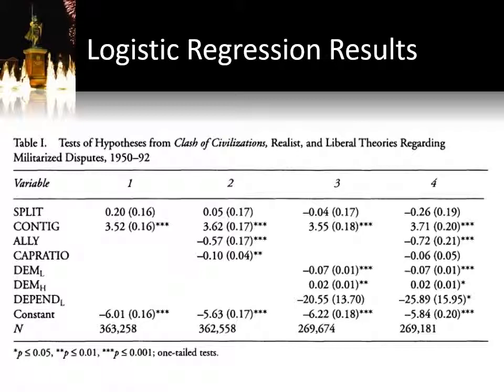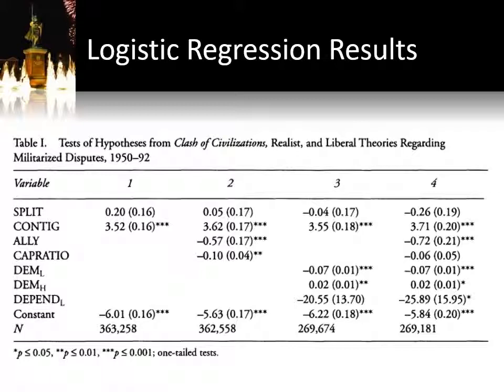And then we also see that for dependency, there's a negative relationship, but it's not significant. But there is something going on there. And still, notice when we put these variables in, notice the sign of the split, the first line at the top of the column, is now negative. By bringing in these liberal variables, not only is Huntington's key independent variable not significant, it is no longer in the predicted direction.